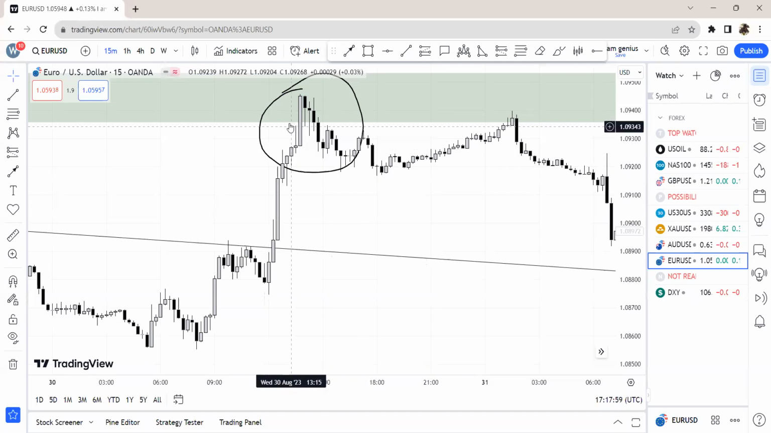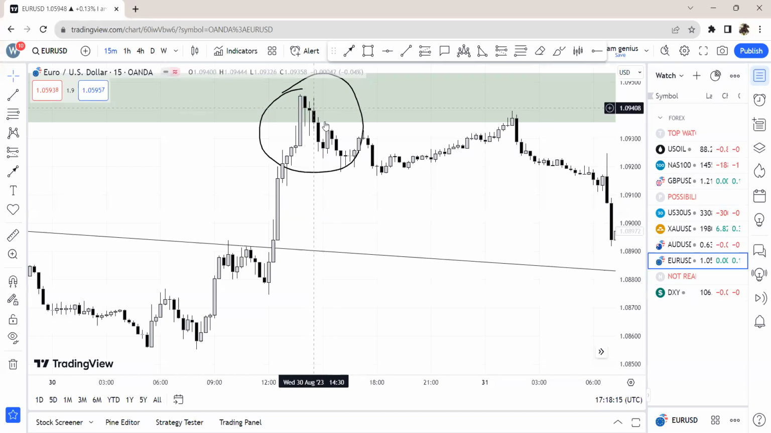Where do I get them? You can see there's a strong bullish candle here which enters this green zone. Once it does, what's the next candle that follows immediately? It's a doji. You can see this, it's a doji.